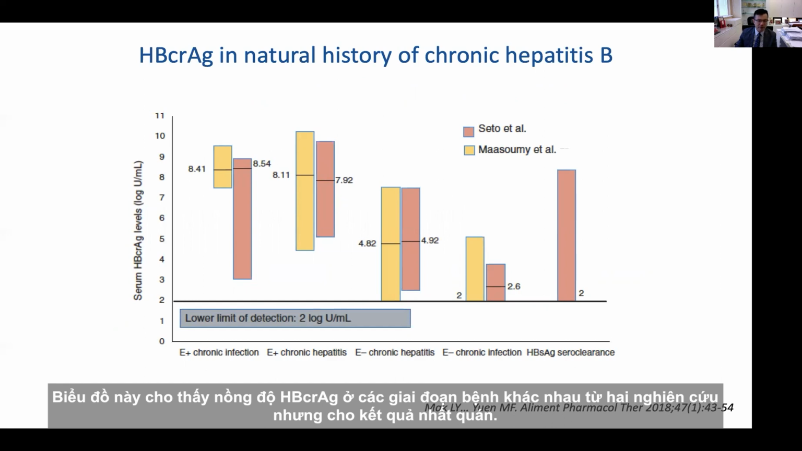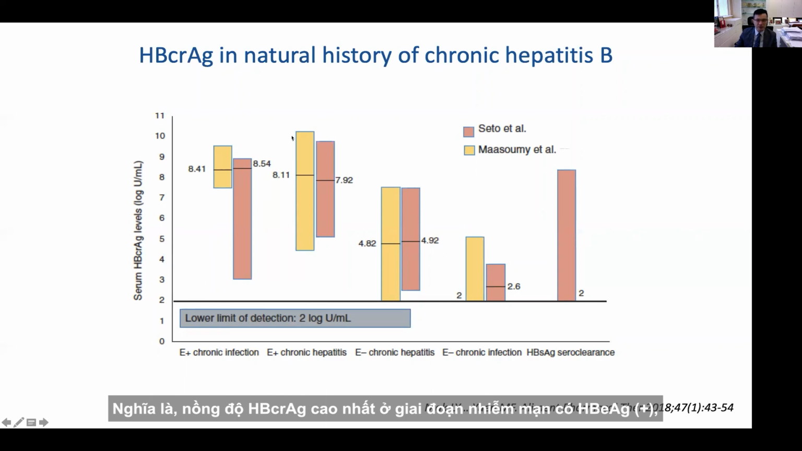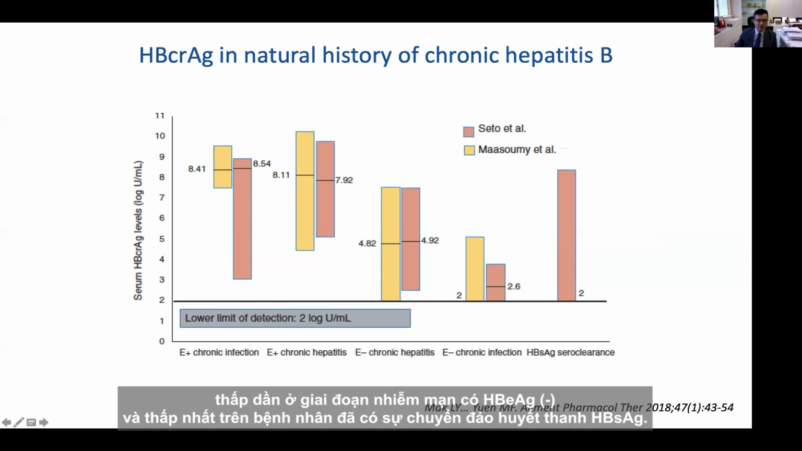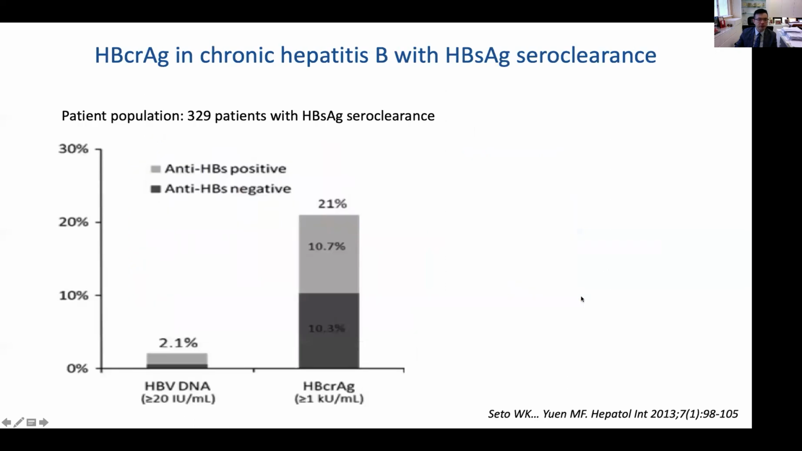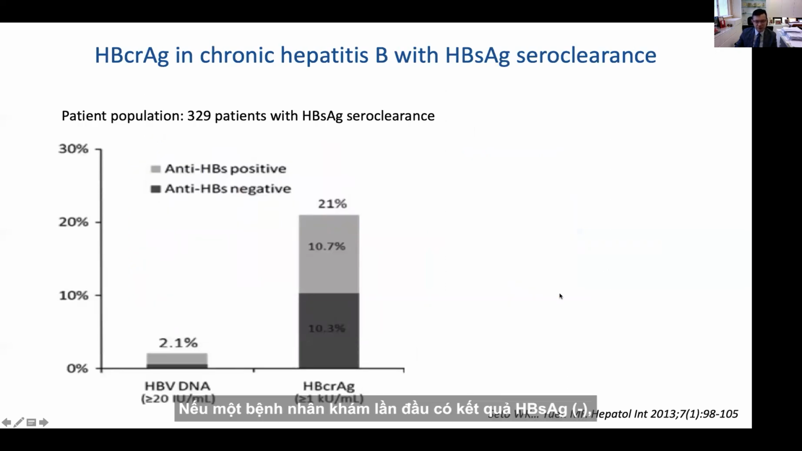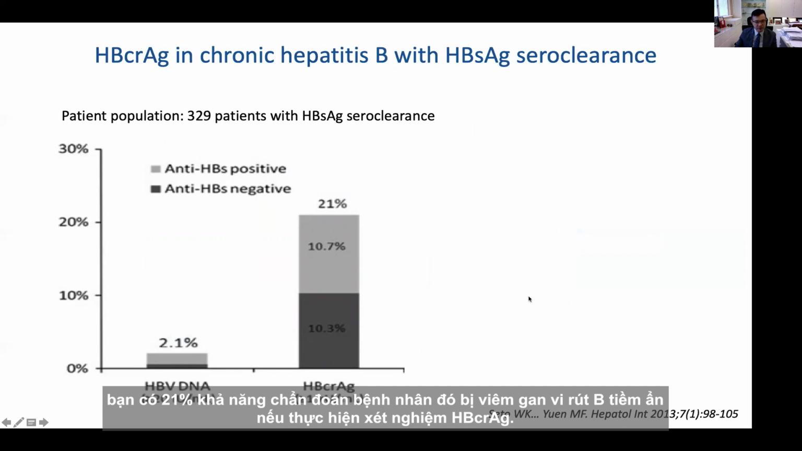This diagram shows the core-related antigen levels in different disease phases examined by two studies, which showed consistent results. That is, highest in E-positive chronic infection, gradually lower in E-negative chronic infection, and lowest in patients with surface antigen seroclearance. If you encounter a first clinic visit of a patient with negative surface antigen, you would have a 21% chance of diagnosing occult hepatitis B infection if you run a test for core-related antigen.